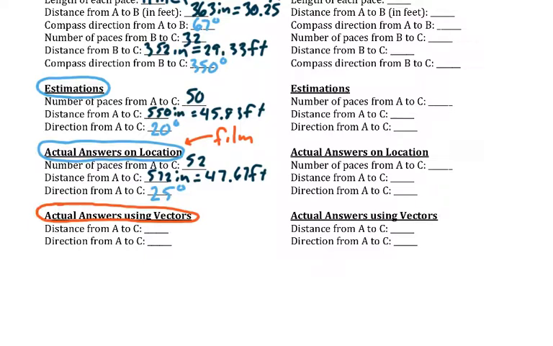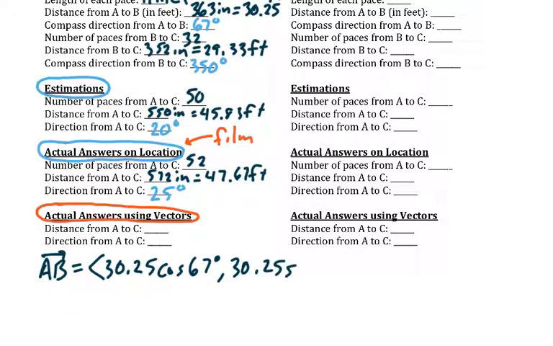All right, here is vector AB. Now I'm given magnitude, that was the length, and I'm given my direction. So I can say that is magnitude, which was 30.25 times the cosine, and the bearing there was 67 degrees, comma, magnitude times the sine of 67 degrees. All right, that's my AB vector in component form. I'll put that in the calculator in just a second, but let me do my B to C vector.